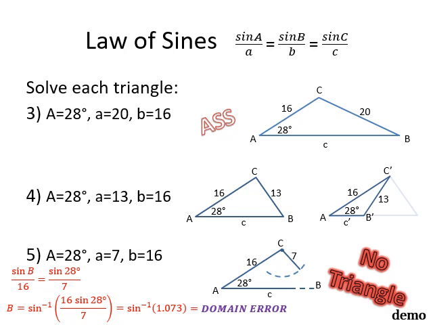So you can see the three possible outcomes when you are trying to solve a triangle and you know angle side side. You have one triangle, or you have the possibility of two triangles in example 4, and then in example 5 you have no triangle possible. And you'll see that because your calculator will give you a domain error when you try to do it.